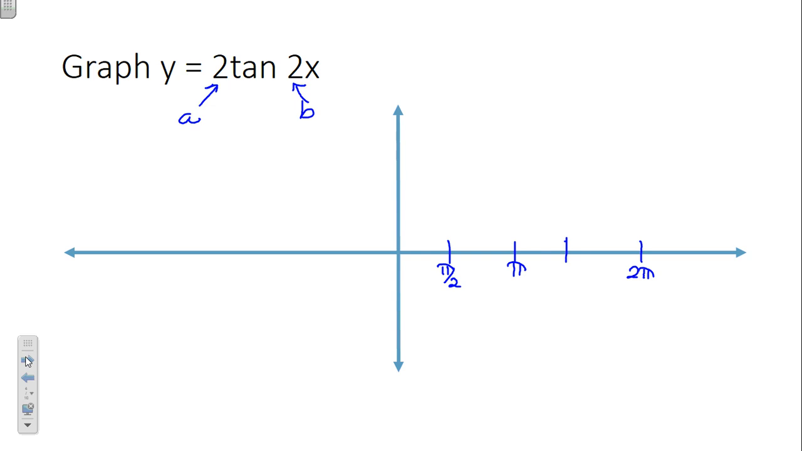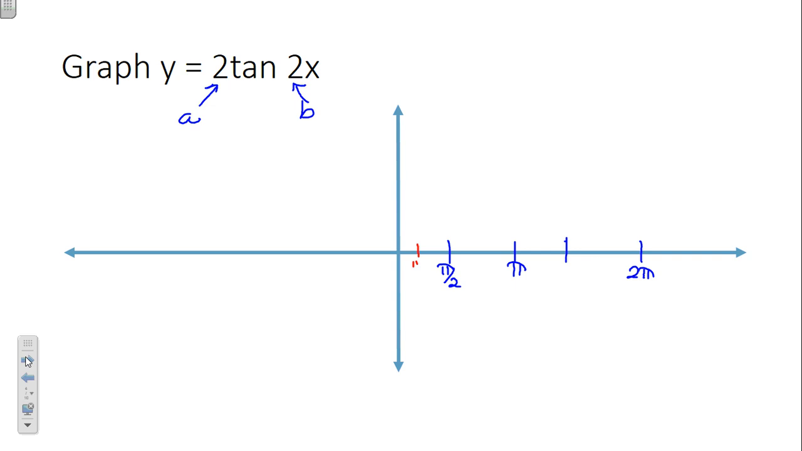Okay. Now, where were our asymptotes before? Every pi over 2, pi over 2 plus pi n, right? So will we have one at pi over 2 now? No, because we've got two things going on in that time, right? Where's our asymptote going to be? Pi over 4. It's going to adjust it, isn't it?